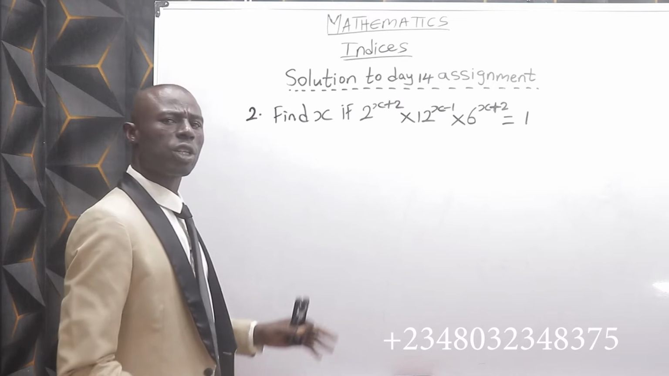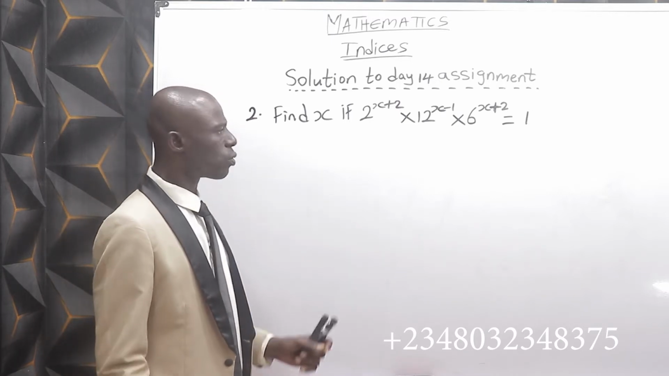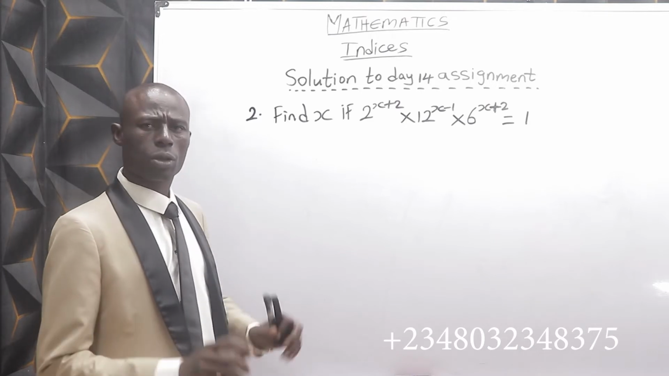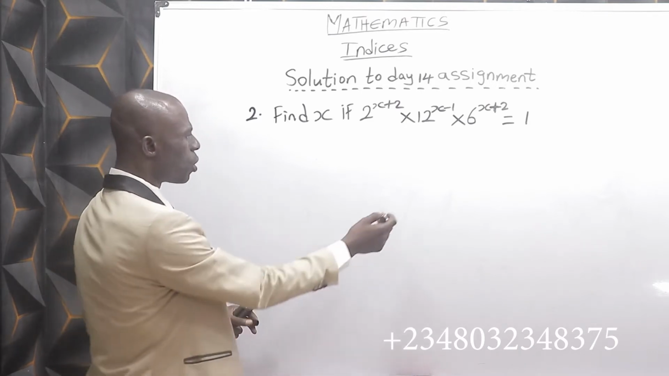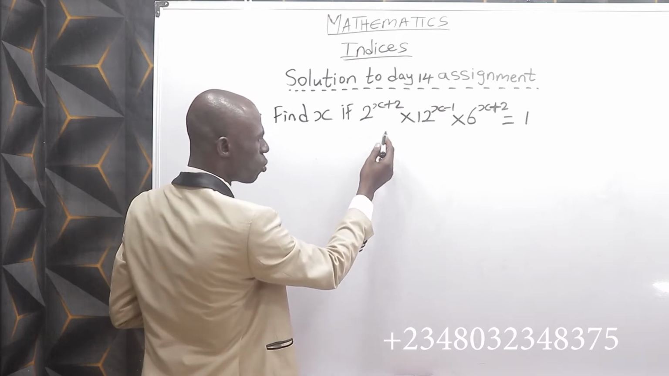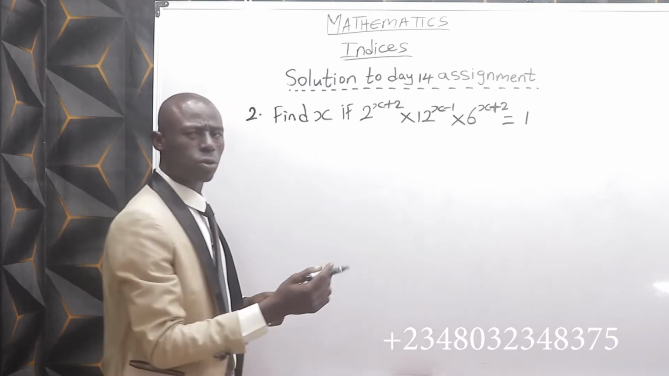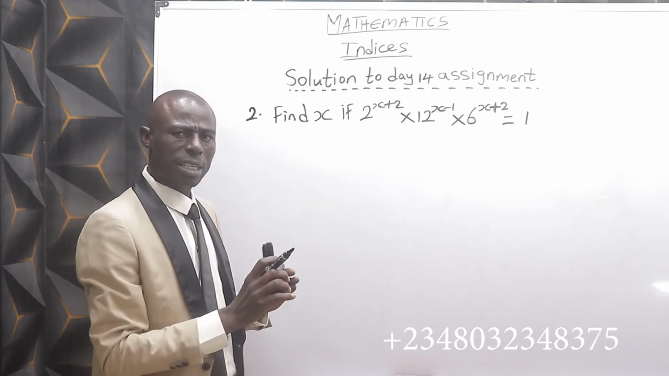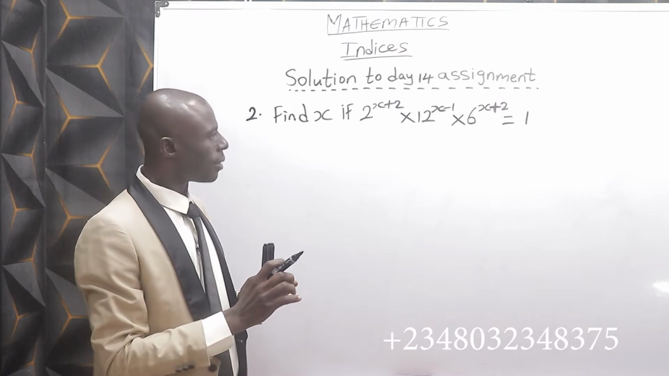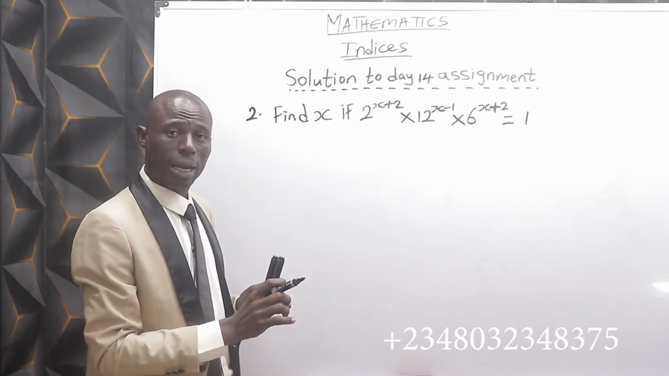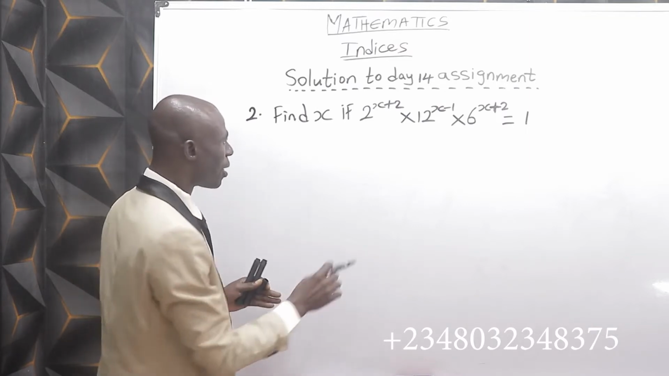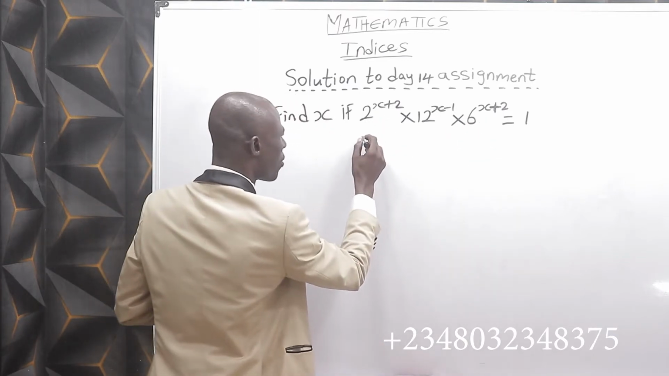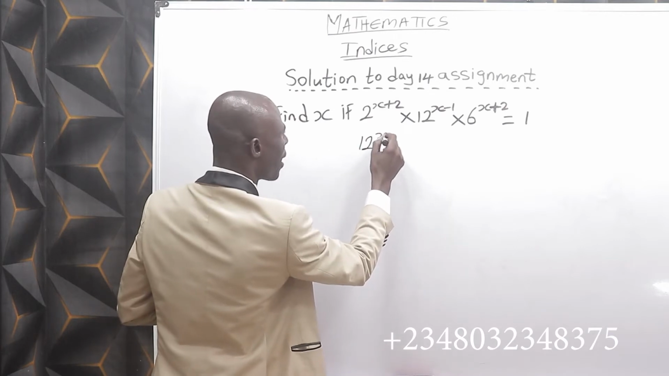Find x if 2 raised to power x plus 2 times 12 raised to power x minus 1 times 6 raised to power x plus 2 is equal to 1. What do you do? You can see that 2 raised to power x plus 2 and 6 raised to power x plus 2 have the same power. And when two values have the same power, then you can multiply them together to maintain the same power, meaning that 2 raised to power x plus 2 times 6 raised to power x plus 2 can give us 12 raised to power x plus 2.